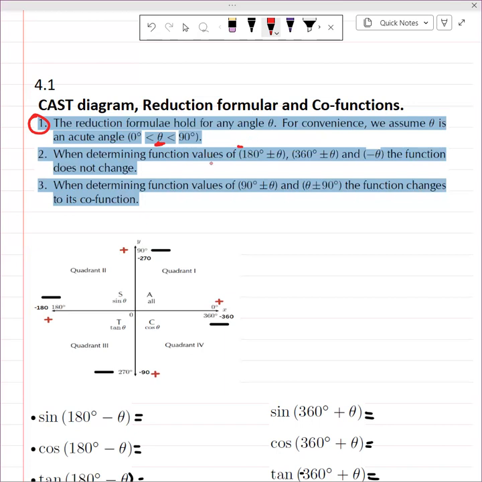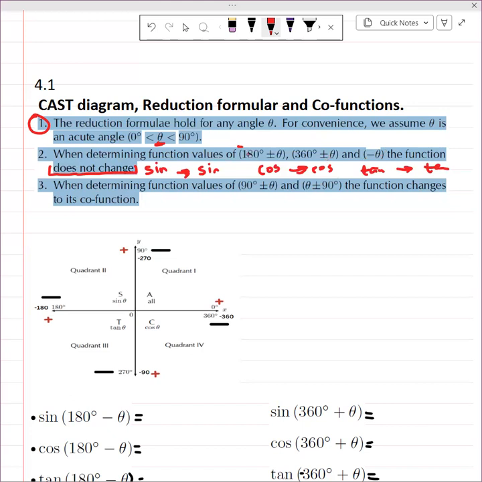If I have a sine, a cos, or a tan of 180 minus or plus something, the answer will still be sine of theta, or whatever you were adding, depending on the sign. If you had a sine, it will still be a sine. If you had a cos, it will still be a cos. Tan will still be tan. So the function does not change.